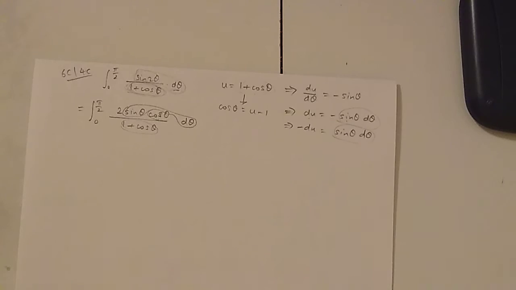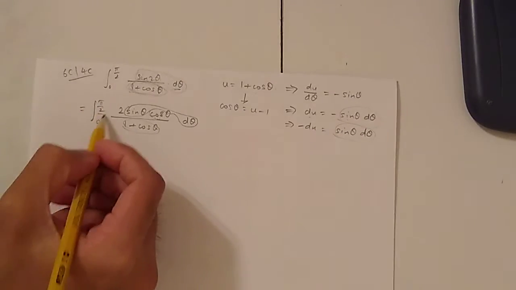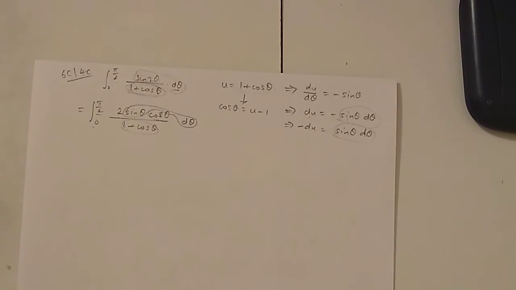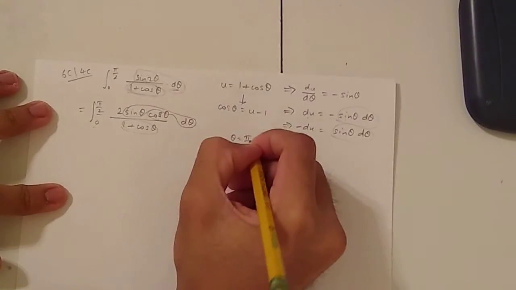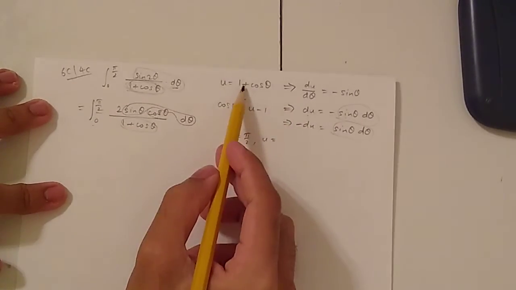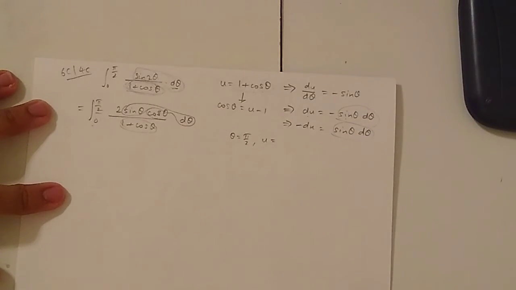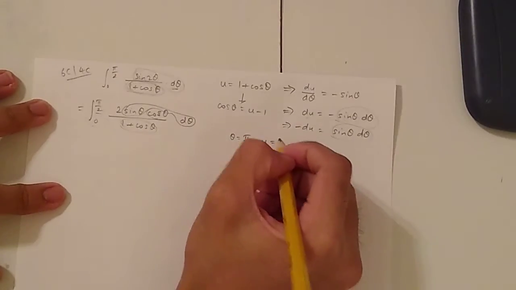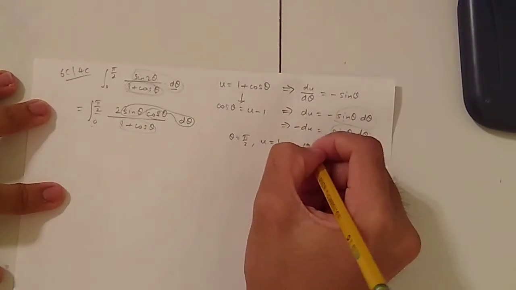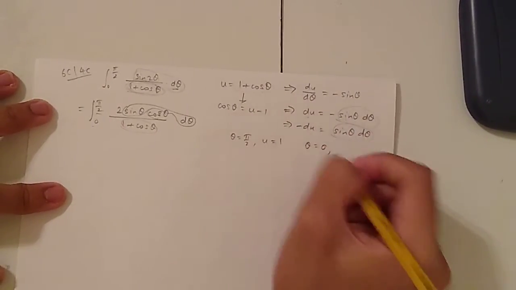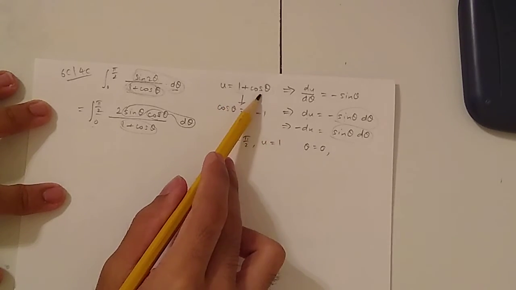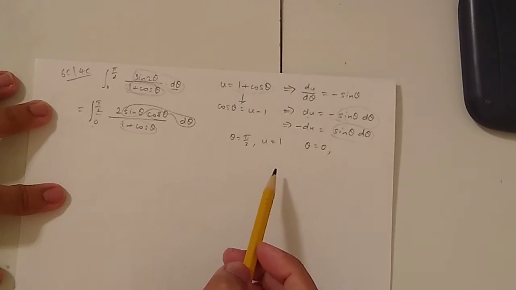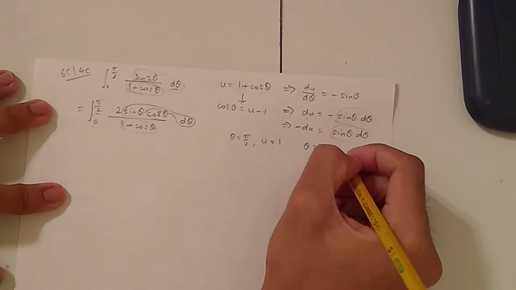Okay, so with everything done, we still have one more step before we continue the substitution, and that is the limits. Do not forget the limits. So the limits over here are 0 and pi by 2. So if theta equals pi by 2, in that case u is equal to 1 plus cos of pi by 2. Cos of pi by 2 is 0, so therefore u is equal to 1. When theta is equal to 0, in that case you have 1 plus cos of 0, that is 1 plus 1, which is going to be 2.